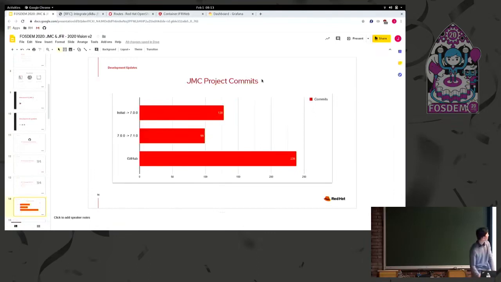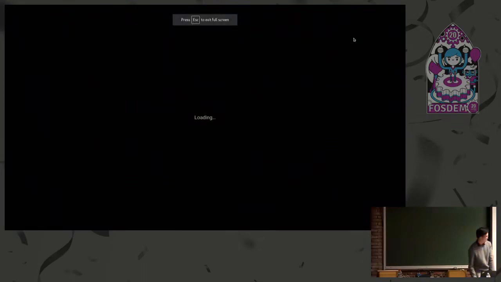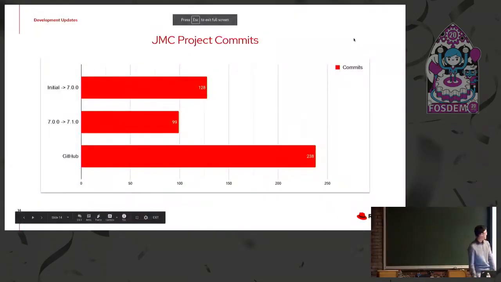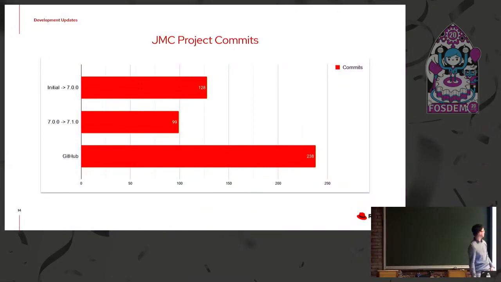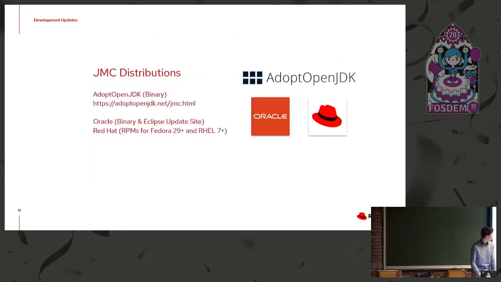Oh, I just realized I probably should have clicked present, so it's full screen. But anyways, project commits since the initial open sourcing to 7.0.0, there were actually 128 commits. 7.0.0 to 7.1, there were 99. And the GitHub project itself, when I created this slide, had 238 commits. So it's definitely actively being worked on, and there's a lot of features we want to add as well.